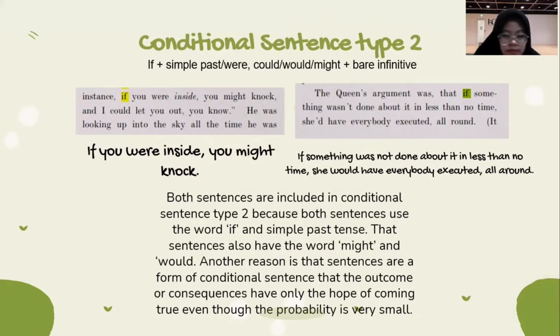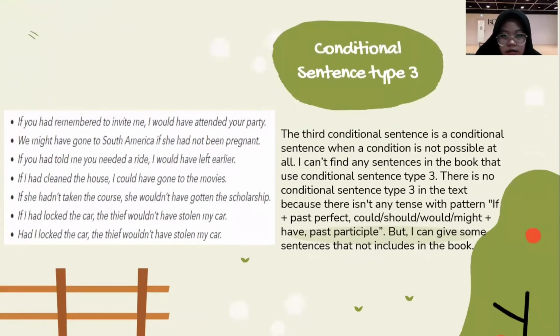Both sentences are conditional sentence type 2 because both use the word if and simple past tense. The sentences also have the words might and would. Another reason is that they are a form of conditional sentence where the outcome or consequences only have the hope of coming true even though the probability is very small.